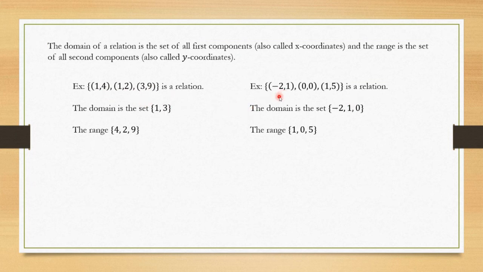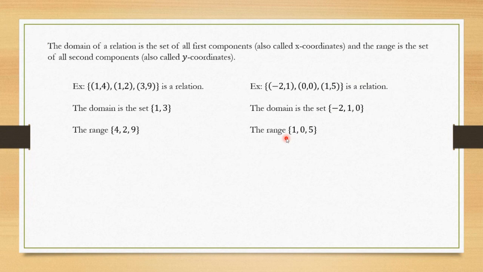Here, what would the domain be? Well, it's -2, 0, and 1. All the x coordinates form the domain. The range is all the y coordinates, 1, 0, and 5. So that's what happens with the range. So with a relation, you can have a domain and range.